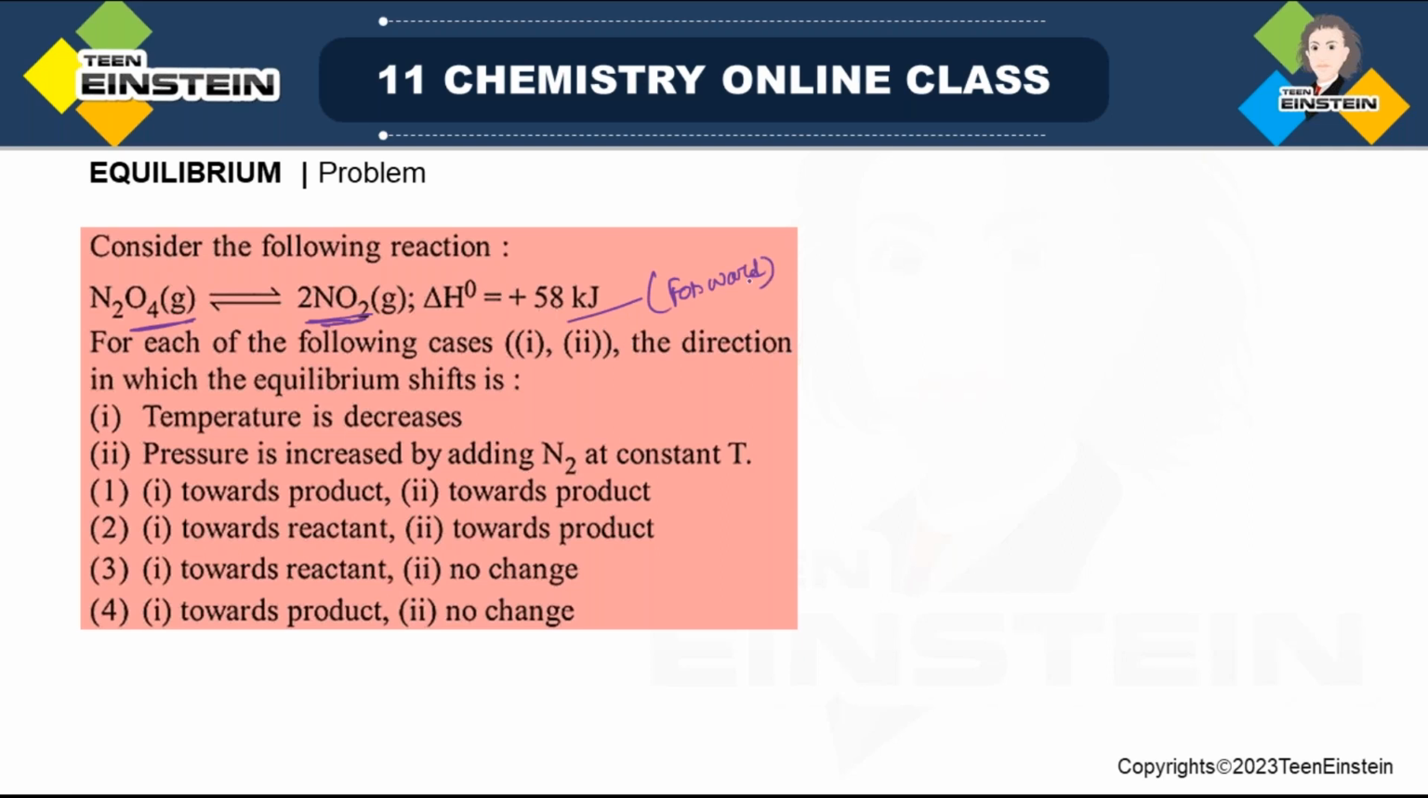Forward direction means NO2 formation. Now the question is for each of the following cases. So here we have two different cases, 1 and 2. Each of the following two cases, 1 and 2, the direction in which equilibrium shifts, that we have to find. So when temperature is decreased, that is the first case, and the second case is pressure is increased by the addition of inert gas nitrogen, temperature is constant.